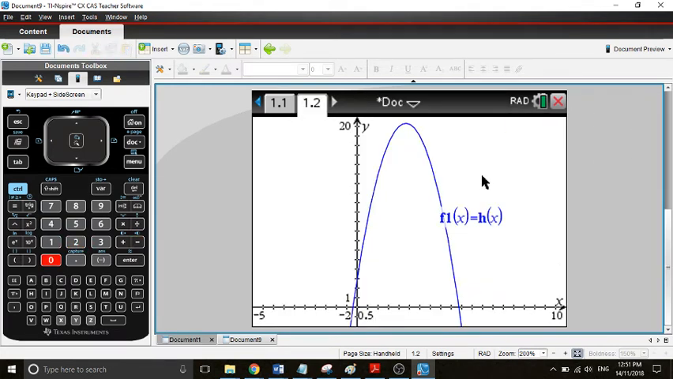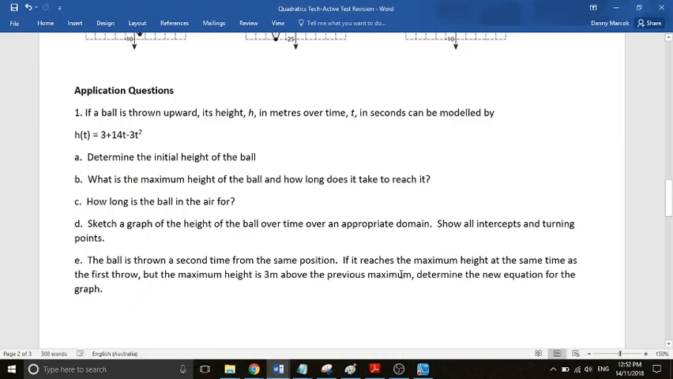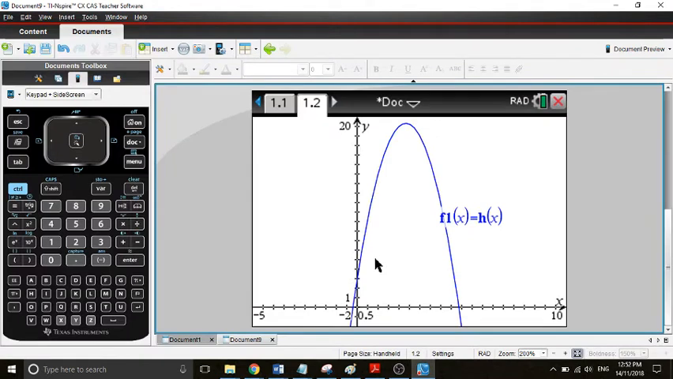Now, we want to sketch this over an appropriate domain. Here, time is negative. No such thing as negative time, so we can't include this part. Also, this represents height. We're not showing what happens once it hits the ground, it's not going to keep going. It's not some sort of magical ball that goes through the ground. So over an appropriate domain means we are sketching it from here to here. So we're going to sketch just this part.